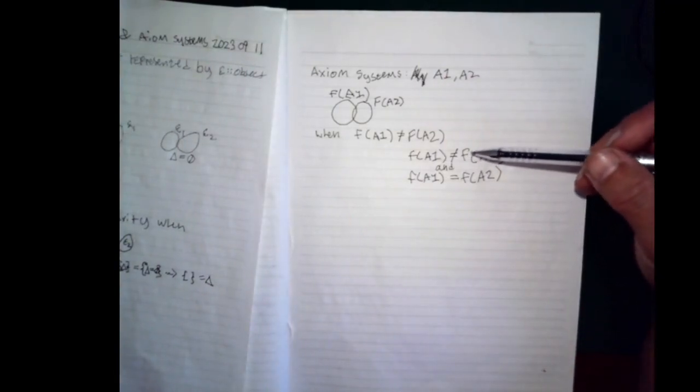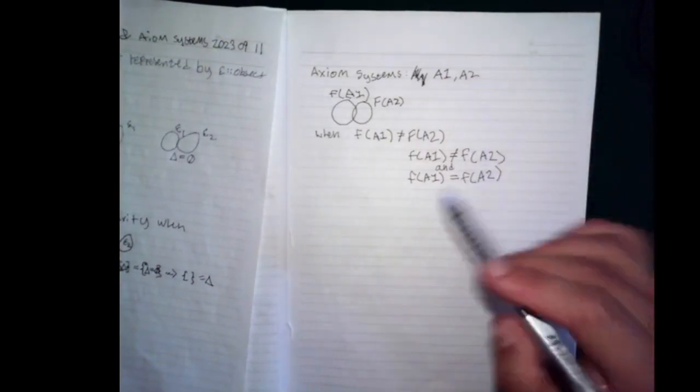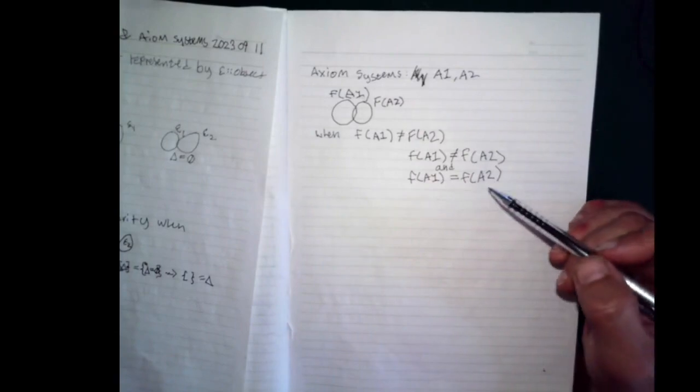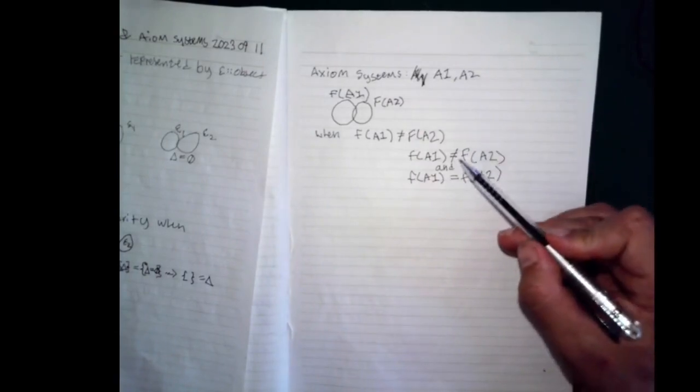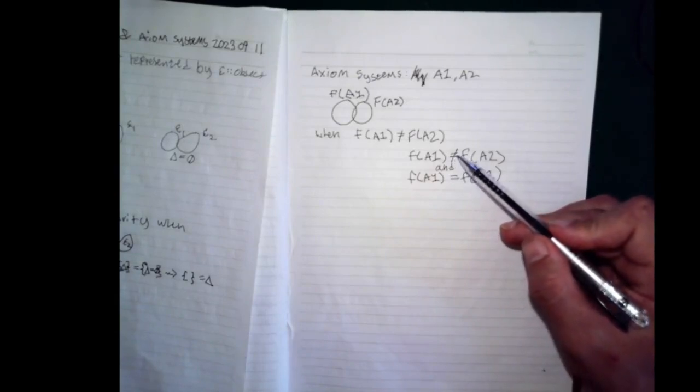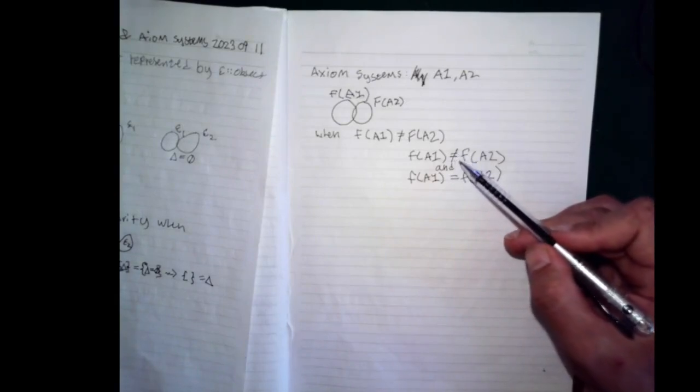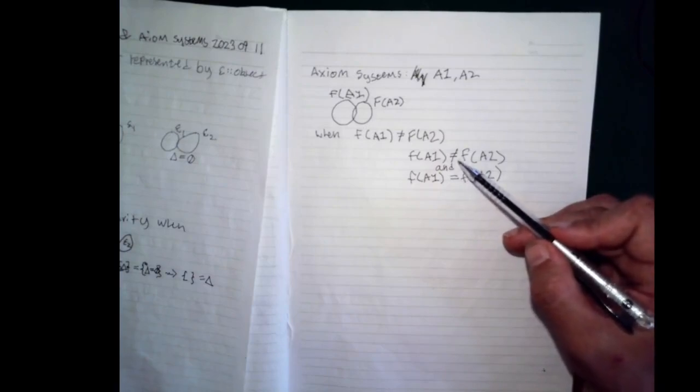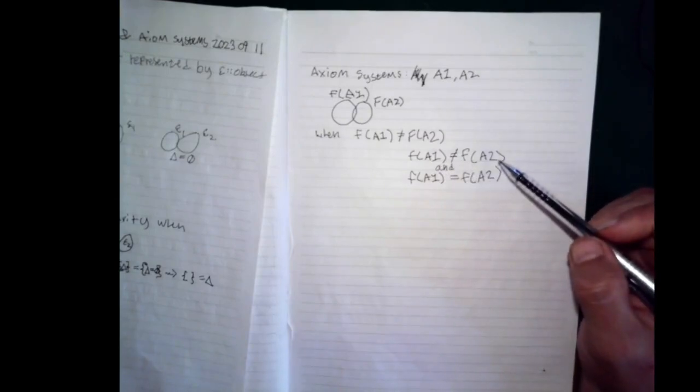And so what do we do when f of a1 doesn't equal f of a2 and f of a1 equals f of a2? The edge case of the not equals operator in resonance theory. The not equals operator assumes that there is the possibility in the world of physics, or in terms of entropy, that these two will actually be the same.